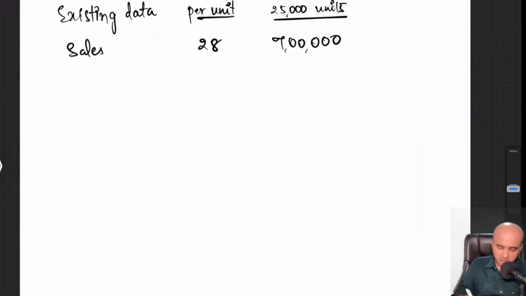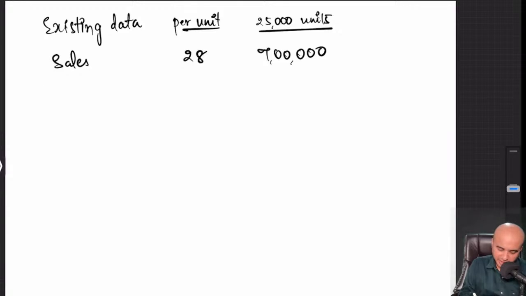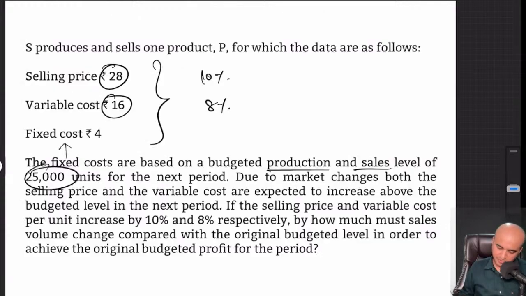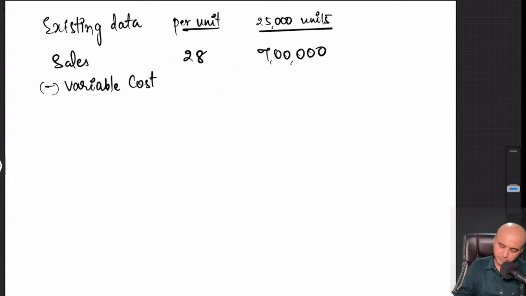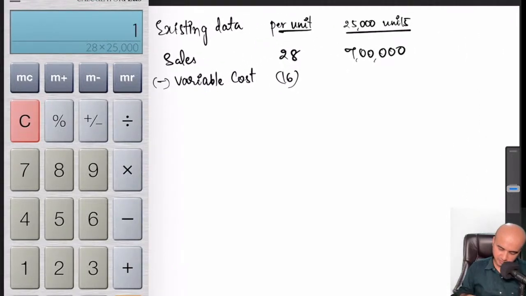So now let me write down whatever is given right now, less variable cost. How much is the variable cost according to the problem? It is right now 16 per unit and fixed cost is 4. 16 per unit. So if I produce 25,000 units at the rate of 16 per unit, this my variable cost will come to 4 lakh rupees.